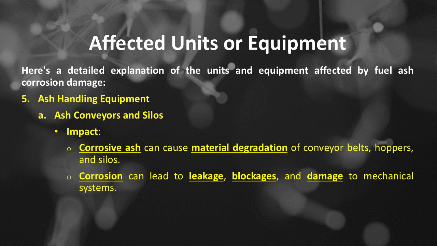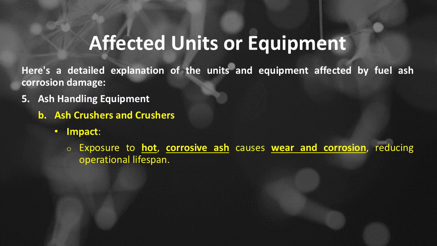Number 5 of the units and equipment affected by fuel ash corrosion damage is ash handling equipment. Number A, ash conveyors and silos. Impact: corrosive ash can cause material degradation of conveyor belts, hoppers, and silos. Corrosion can lead to leakage, blockages, and damage to mechanical systems. Number B, ash crushers. Impact: exposure to hot, corrosive ash causes wear and corrosion, reducing operational lifespan.